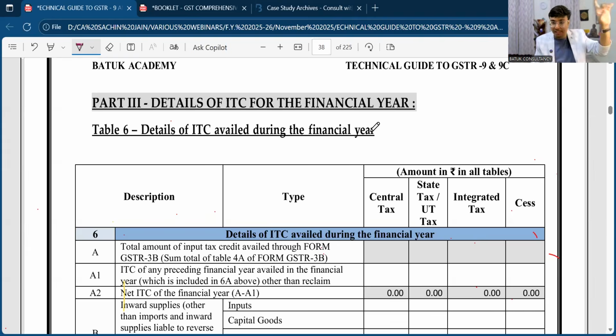The first part, that is discussion on part number 2, outward supply. Just confirm me once this point is okay for everyone, so that we can start our discussion on the heart of GST, that is input tax credit.